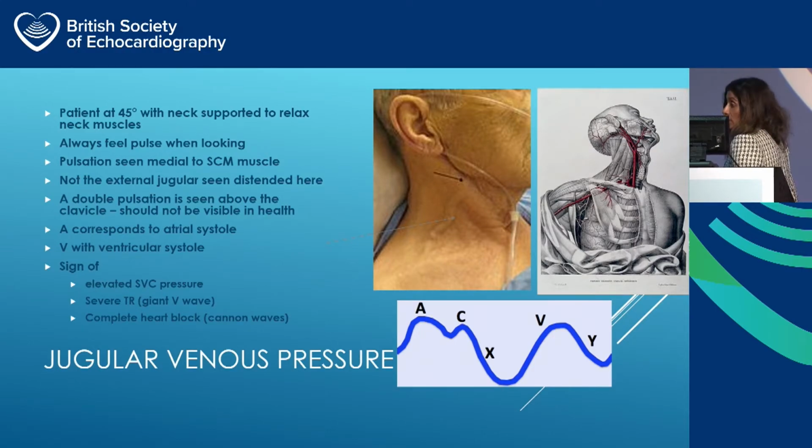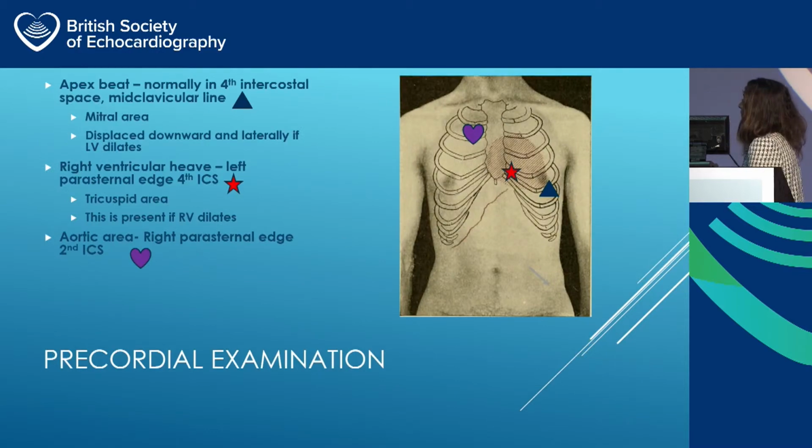If they've got tricuspid regurgitation, you'll get a huge V wave that will coincide with systole. If they've got just heart failure and elevated SVC pressures, the whole double pulse will rise. If they've got complete heart block, which you should have picked up on the pulse rate, they'll get cannon A waves where you get the intermittent massive A wave as the atria contracts against a closed tricuspid. Either way, if they haven't got any of that and everything is fine, you will not see the JVP. It shouldn't be visible at all above the clavicle.